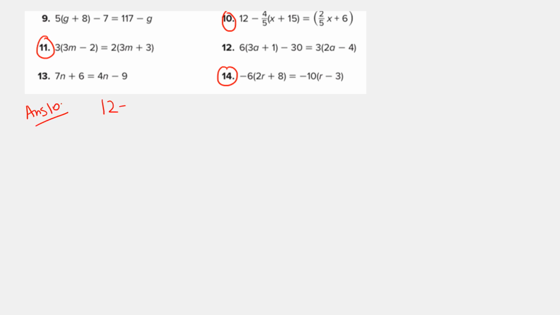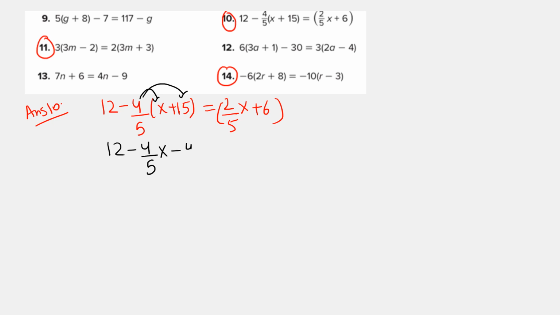So 12 minus 4 by 5 times x plus 15 is equal to 2 by 5x plus 6. So I do the distributive property, I multiply this here. So this becomes 12 minus 4 by 5x minus 4 by 5 times 15. Now we are going to simplify the left and right hand side, and we are going to cancel common factors.